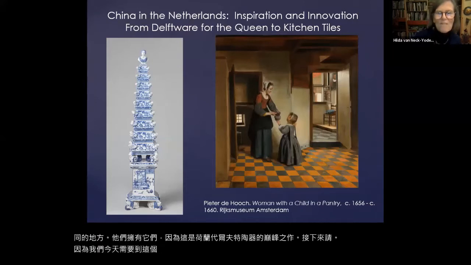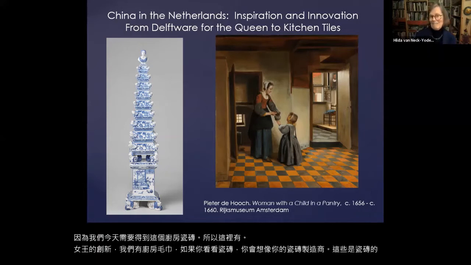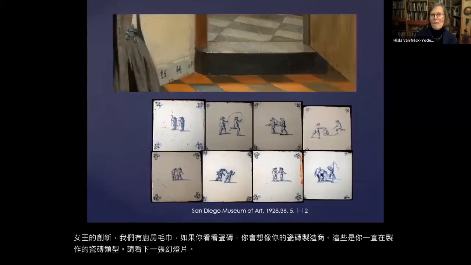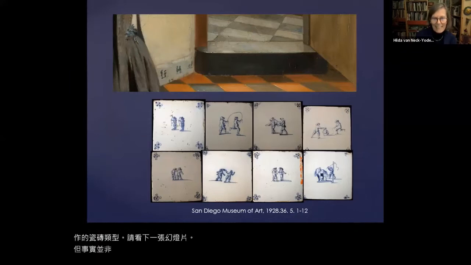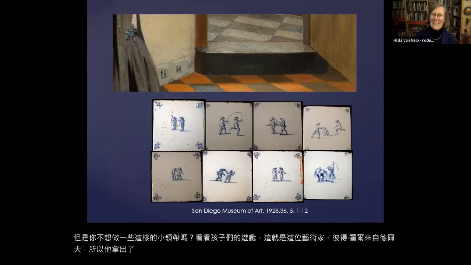So here we have the innovation for the queen, and we have the kitchen tiles. And if you look at the tiles, imagine you're a tile maker. Those are the kinds of tiles you make all the time. Next slide, please. But wouldn't you like to make some little tiles like that? Look at the children's games. And this artist, Pieter de Hooch, is from Delft, so he put some of these Delft tiles in the wall. Next slide, please.